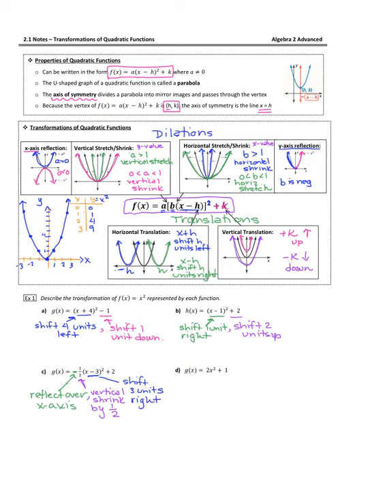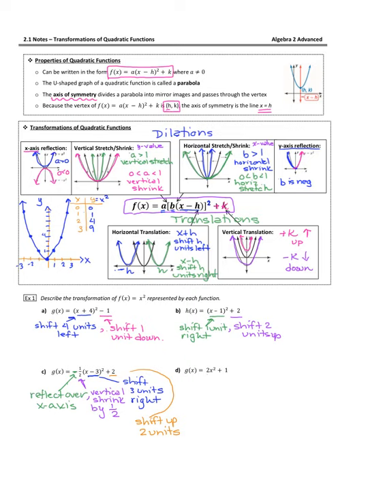And this last one is the +2. There's a lot going on in this one. That is going to shift up 2 units. Okay, so anything inside that parentheses is horizontal. Everything on the outside is vertical.